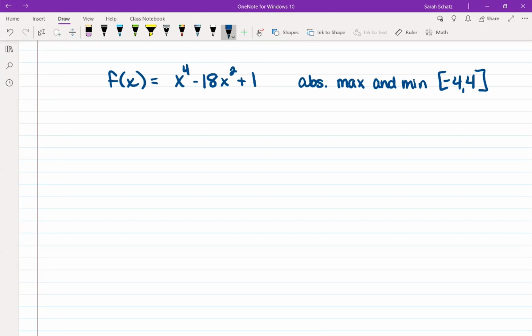Okay, so step 1, find critical points. Basically, take first derivative and set it equal to 0. All right, so my first derivative here is going to be 4x cubed minus 36x.